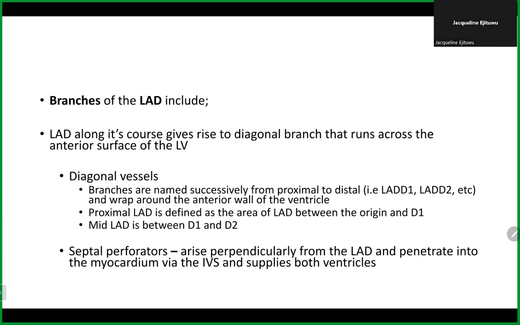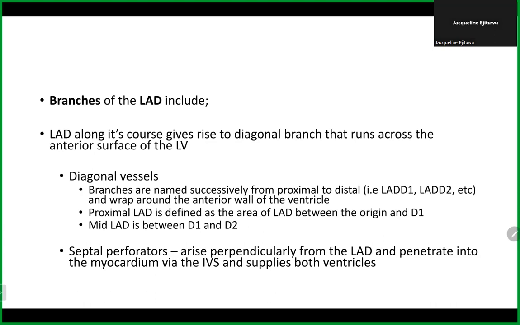So it gives off some branches. It gives off basically two main branches, the diagonal branches and then the septal branches. The diagonal vessels are usually named successively from proximal to distal. We have the left anterior descending diagonal, first branch is D1, second D2. Usually we have two main branches, first and second diagonal branches, but in some individuals, it may be more than that.